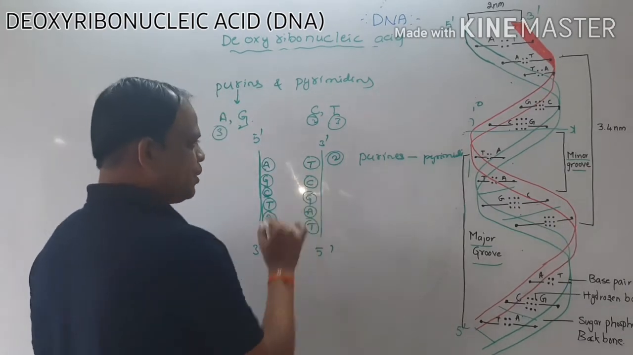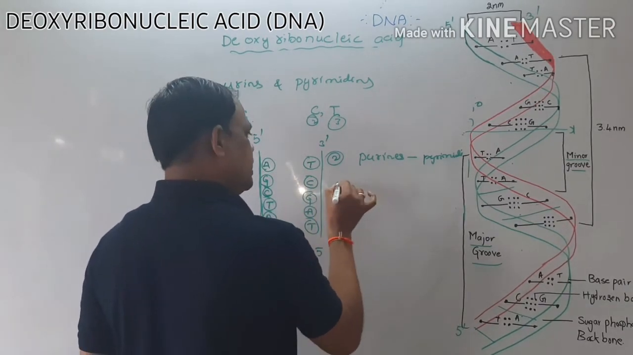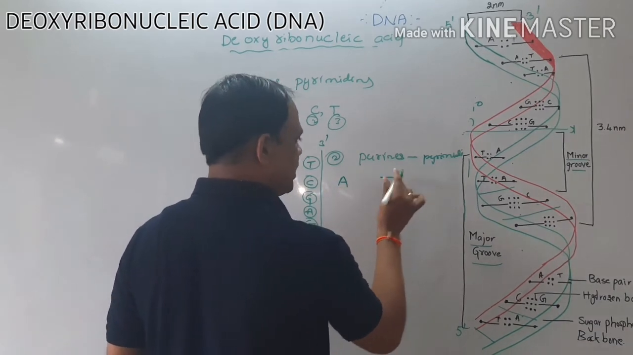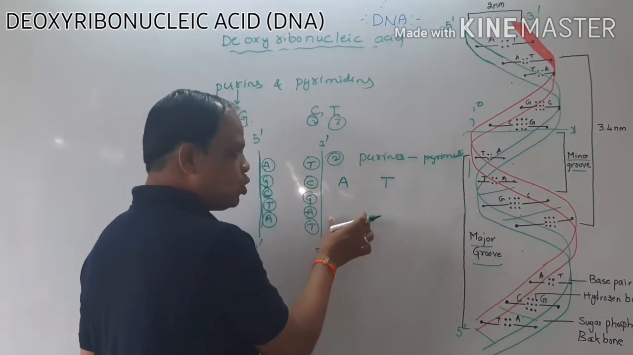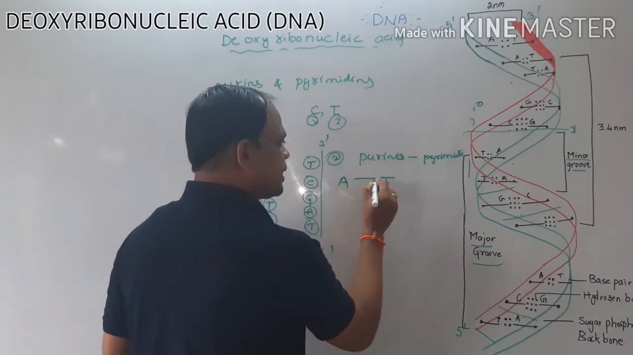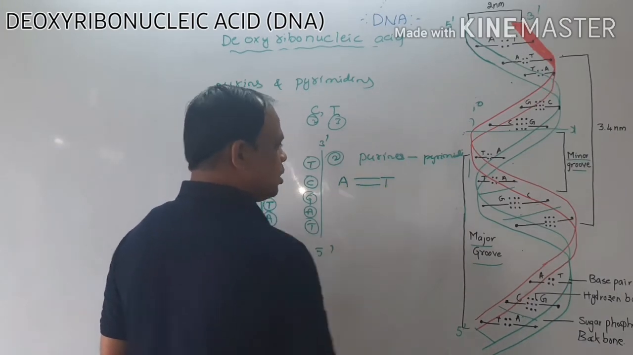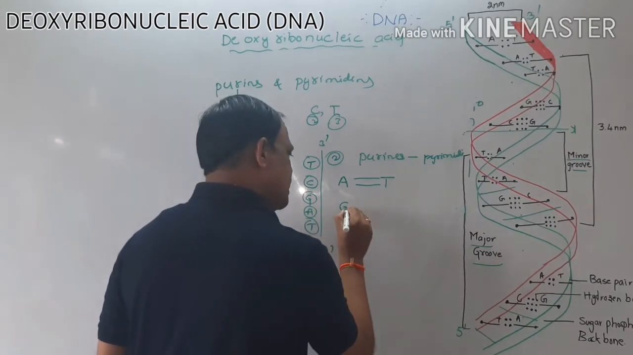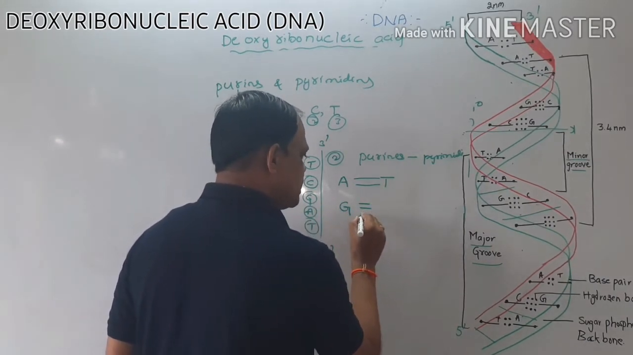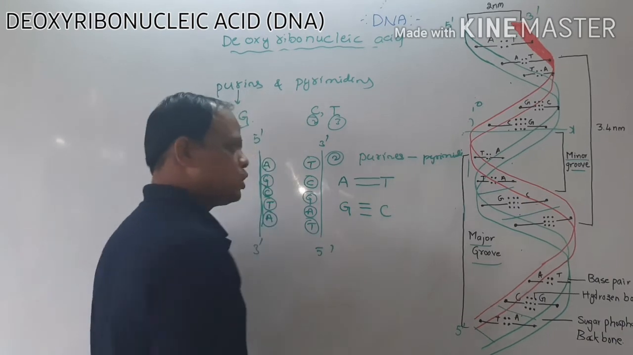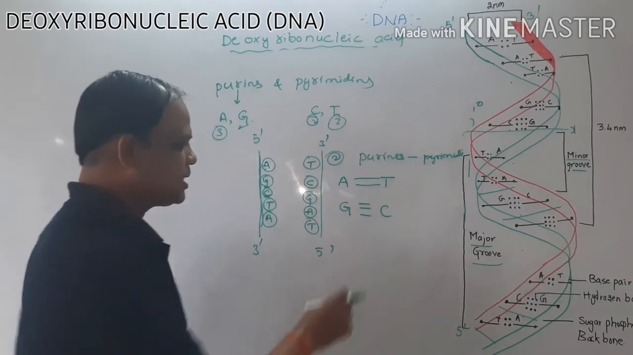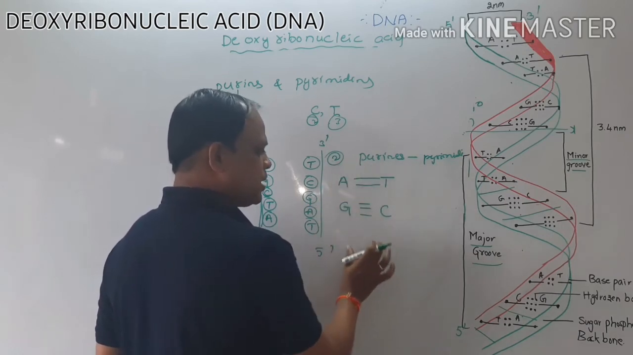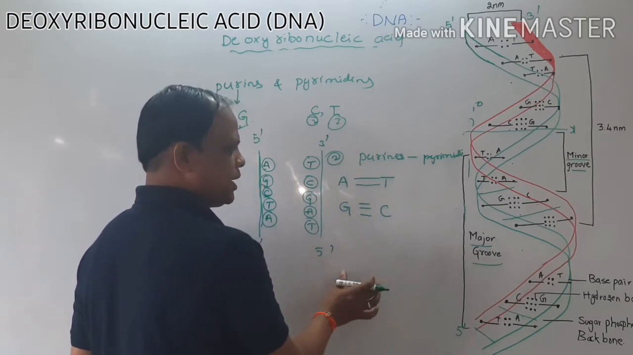Okay, so here the purine is that, for example, in one strand, adenine binds with thymine. Between these two nitrogen bases there are two hydrogen bonds, and guanine binds with cytosine with three hydrogen bonds. Okay, a very important number of questions are asked based on this ratio.